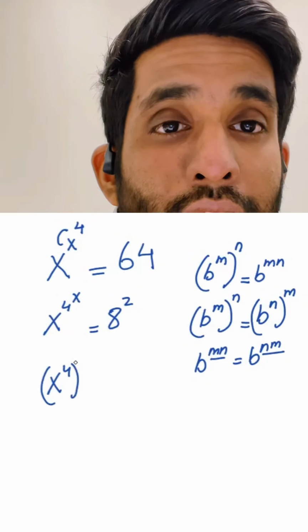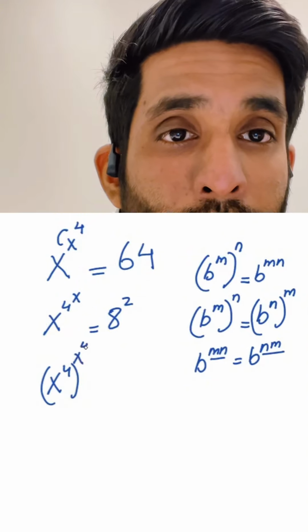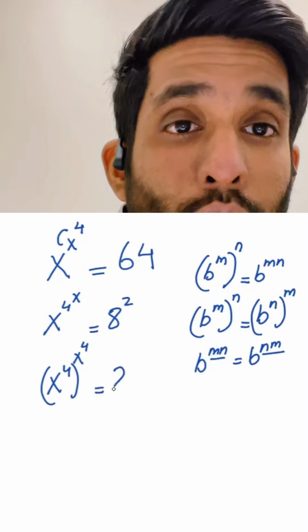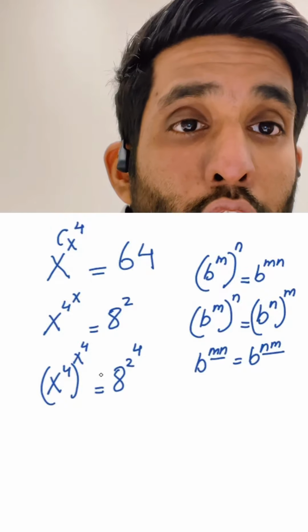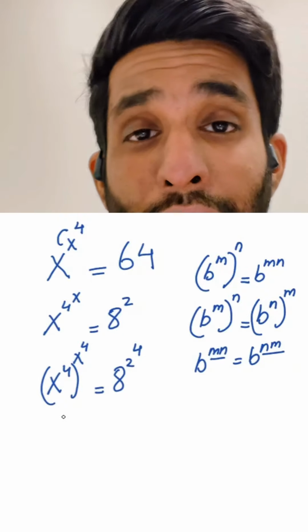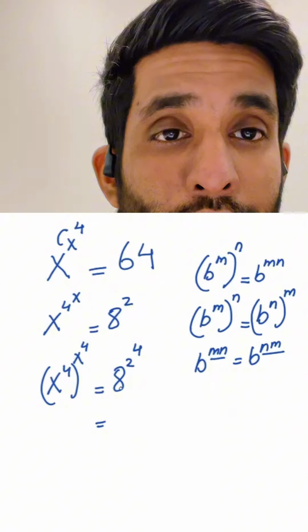So we have x to the power of 4, I'll put brackets around it, to the power of x to the power of 4. And I'll do the same thing on the right side. So we have 8 to the power of 2 to the power of 4. Now, why did I do that? This will become apparent very soon.